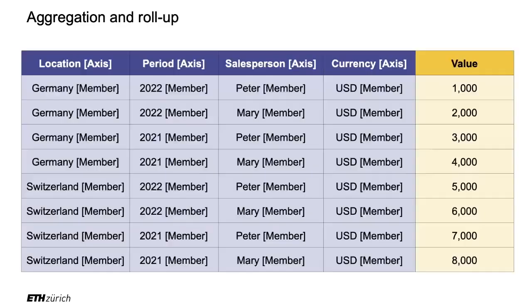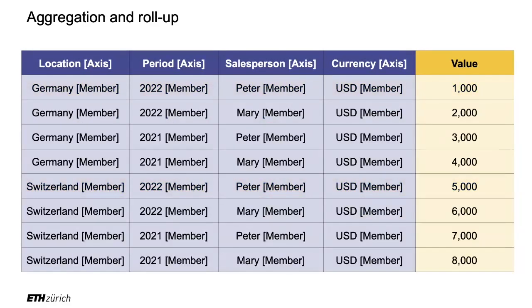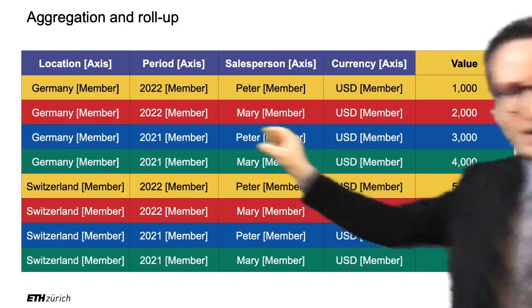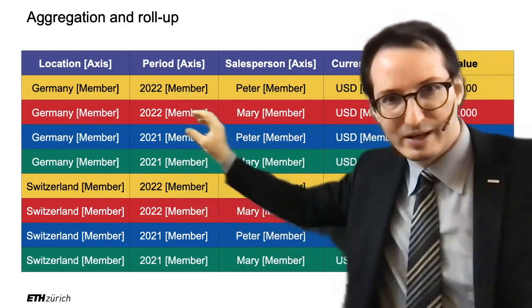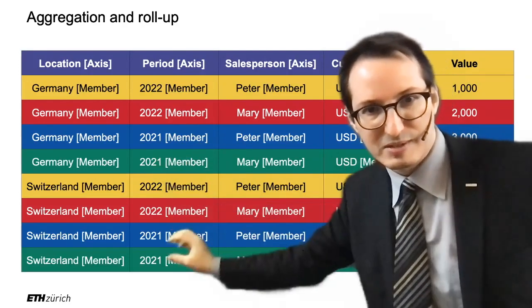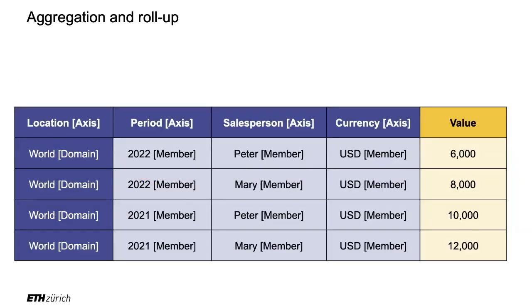I can sum everything. For example, this is my facts table, and I want to sum over the countries, meaning that everything that has the same period and salesperson and currency, I sum together, so it will be Switzerland plus Germany every time, right? So what I want to do is merge this and this, and merge this and this, and merge this and this, and merge this and this. I want to aggregate over my location. What do I get?